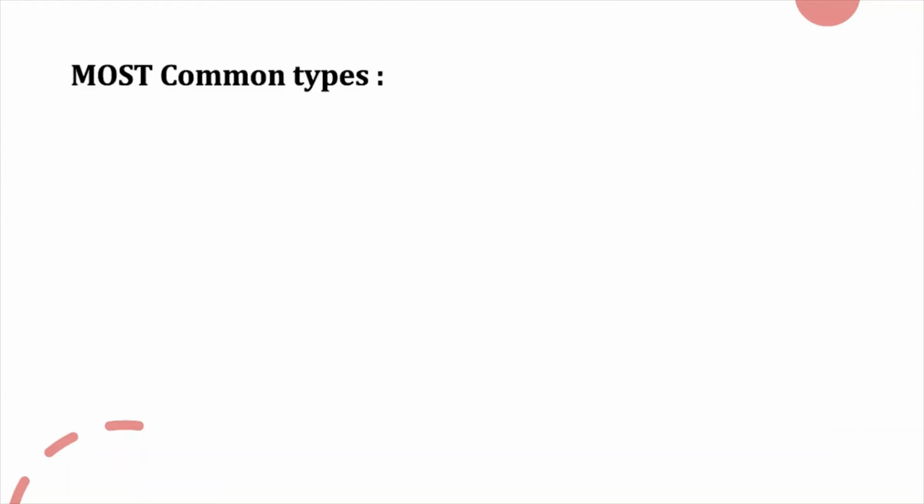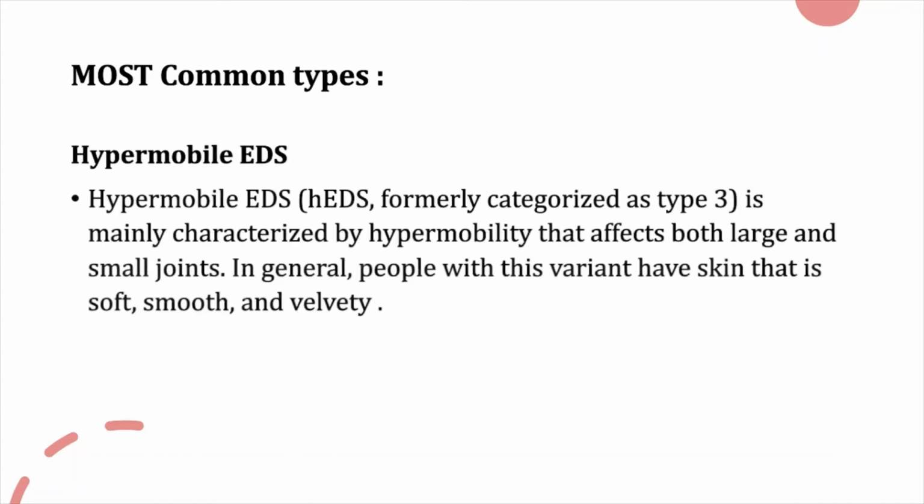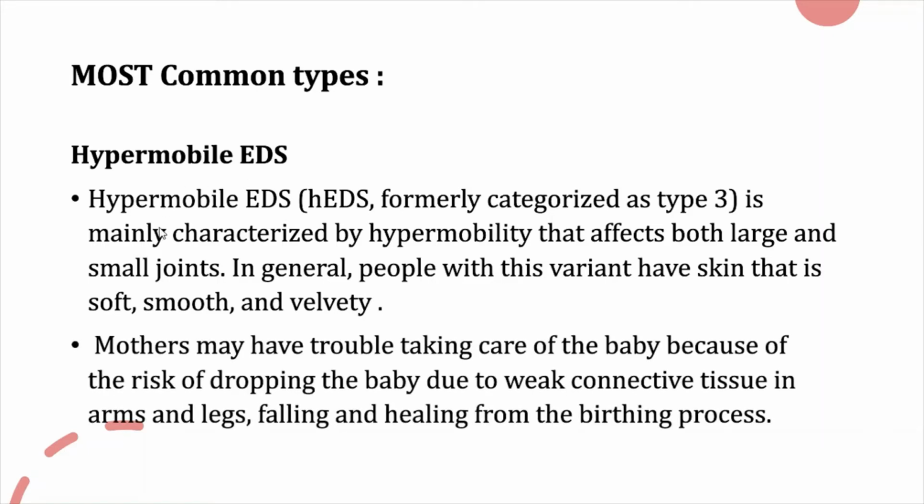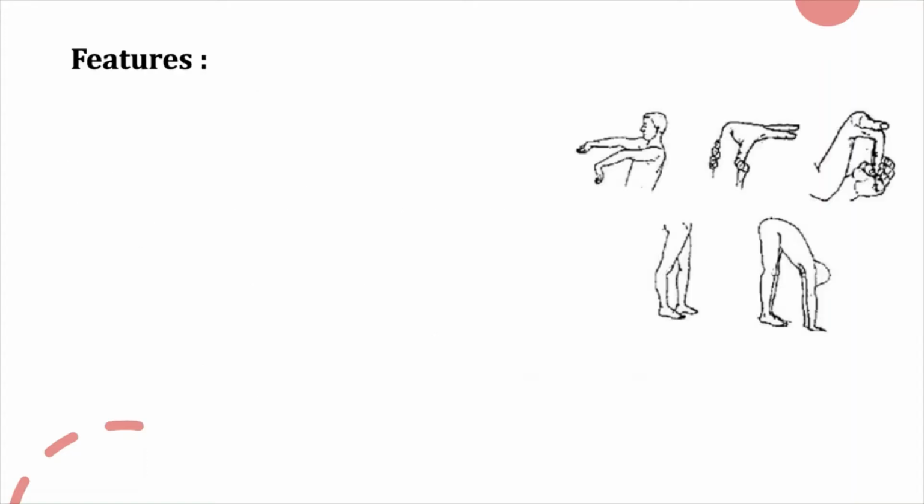What are the most common types? The most common types include hypermobile EDS, which comes in category type 3, and is mainly characterized by hypermobility that affects both small and large joints. People with this variant have skin that is soft, smooth, and velvety, and mothers may find difficulty taking care of their baby, dropping the baby due to the weak connective tissues in arms and legs, and have difficulty healing from the birthing process.